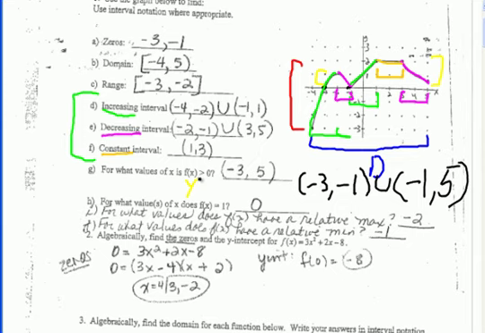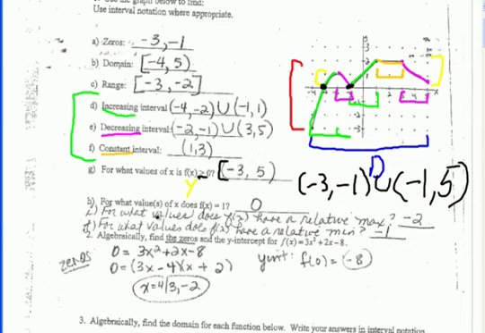Now if I come over here and change this to greater than or equal to, this answer is almost correct. The only thing we'd have to change is that at -3 it actually equals 0, so this would become a bracket, and then we'd be okay with the -1 because at -1 it also equals 0.